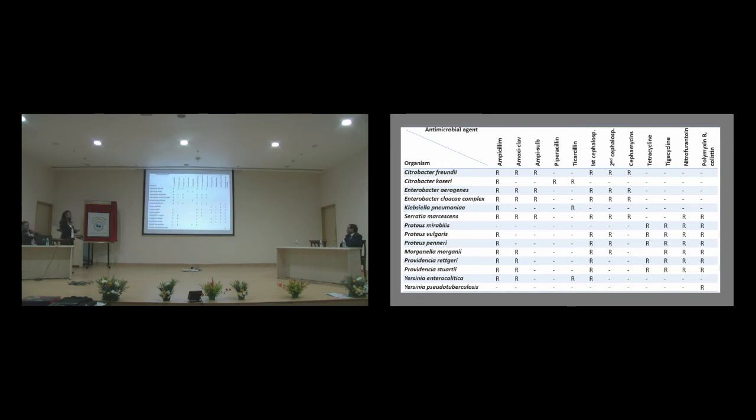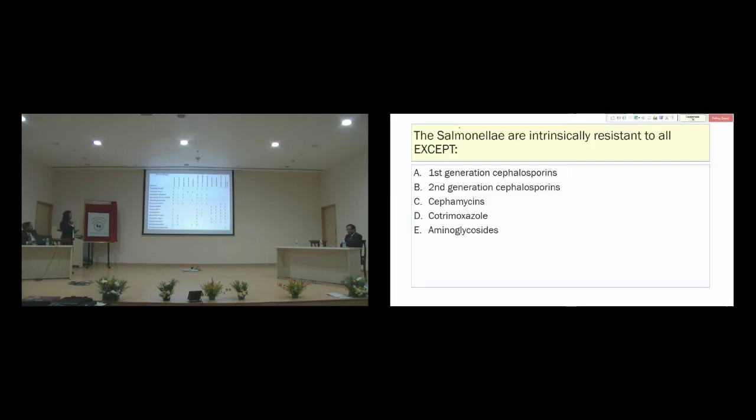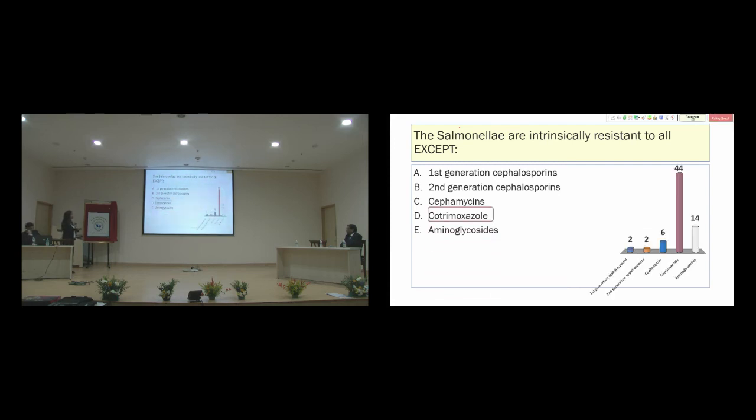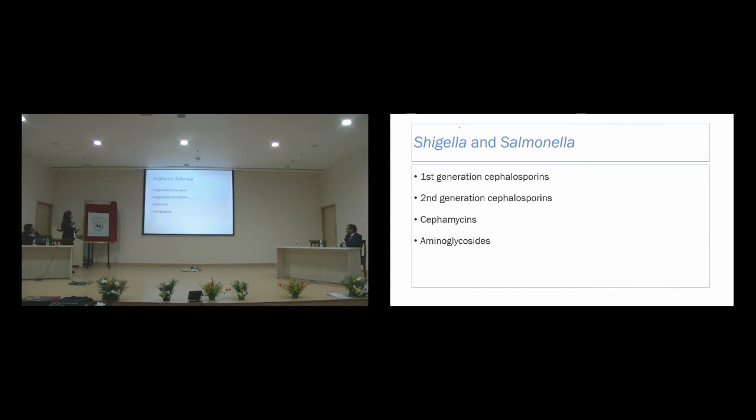You have seen these tables? Okay. So Salmonella are intrinsically resistant to all except... So the answer is cotrimoxazole. Salmonella and Shigella are intrinsically resistant to first and second generation cephalosporins, aminoglycosides and cefamycins.